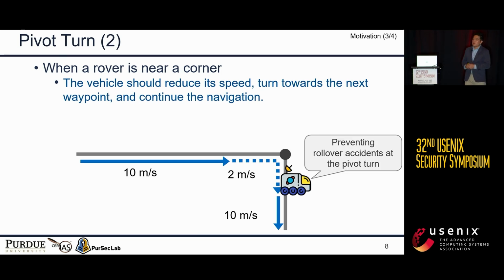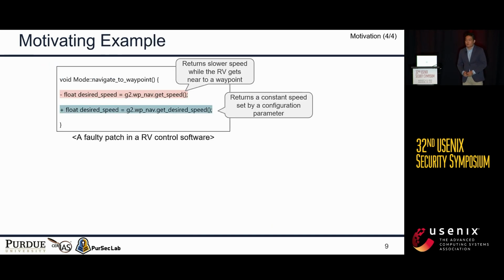So this is the same as in real life. When you drive your vehicle on a physical road and you need to make a sharp turn, you must decrease your vehicle's ground speed. By doing this, the vehicle can prevent a rollover accident at the corner. However, unfortunately, the developers created a faulty patch related to this pivot turn.